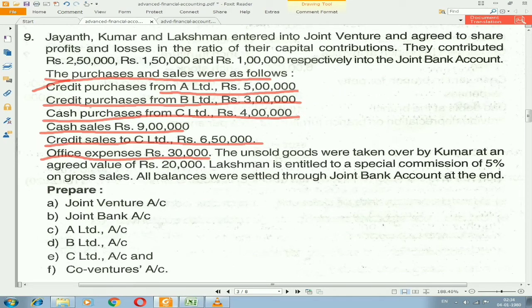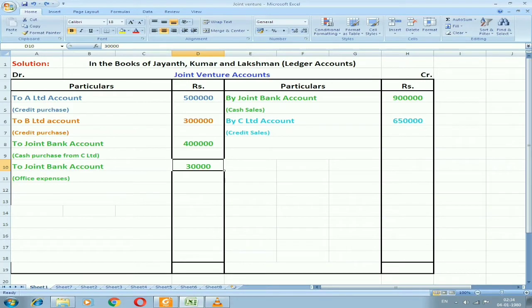Then we have the unsold goods were taken over by Kumar at an agreed value of rupees 20,000. Unsold goods were there in that business, and they have been taken over by Kumar, that is the co-venture. So we are supposed to record on the credit side: by Kumar's account, unsold goods taken over 20,000.